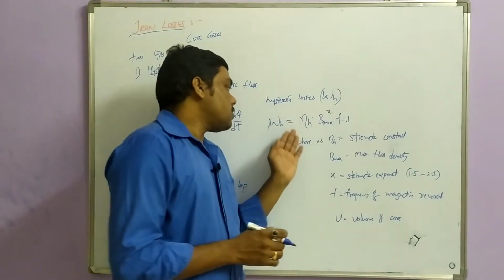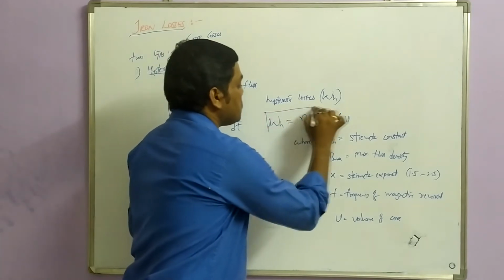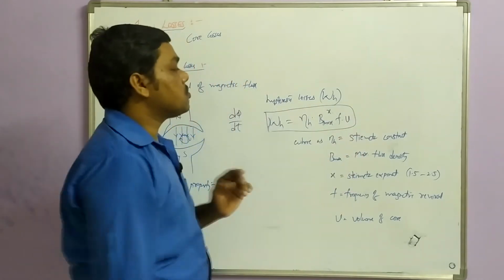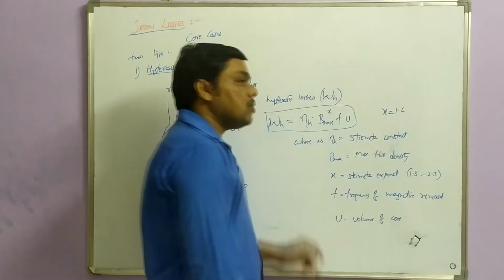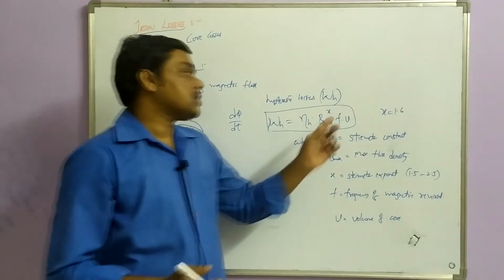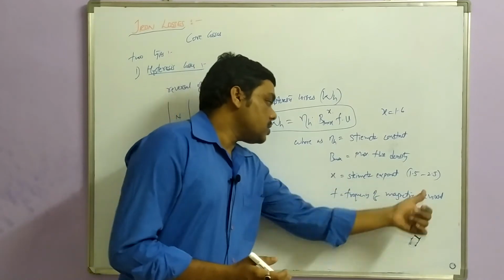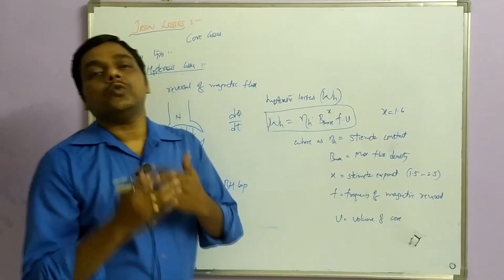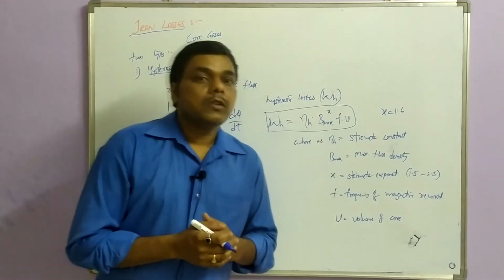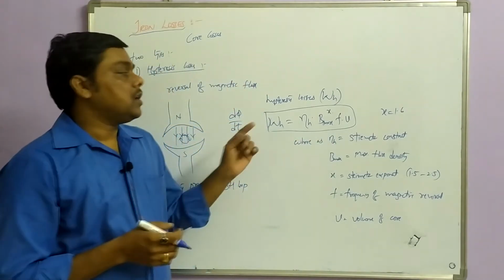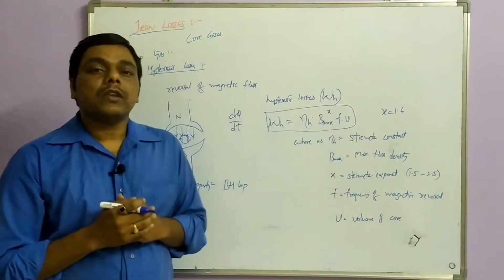Now this is the formula for hysteresis losses. Generally you can take X equal to 1.6. Depending upon the material, the X, which is called the Steinmetz exponent, also changes. By using this we can calculate the hysteresis losses.